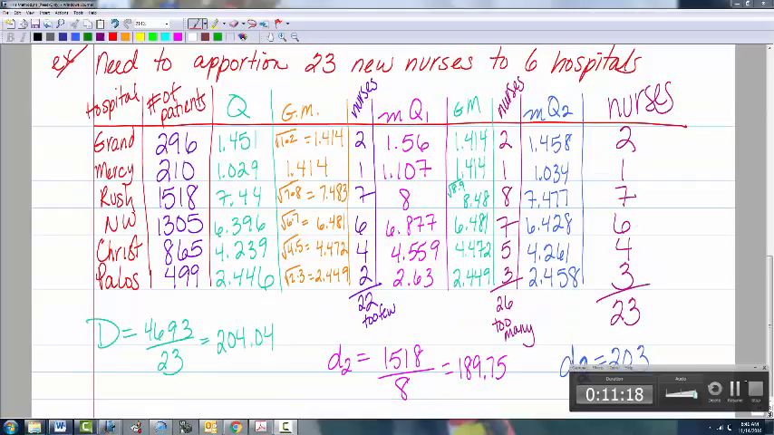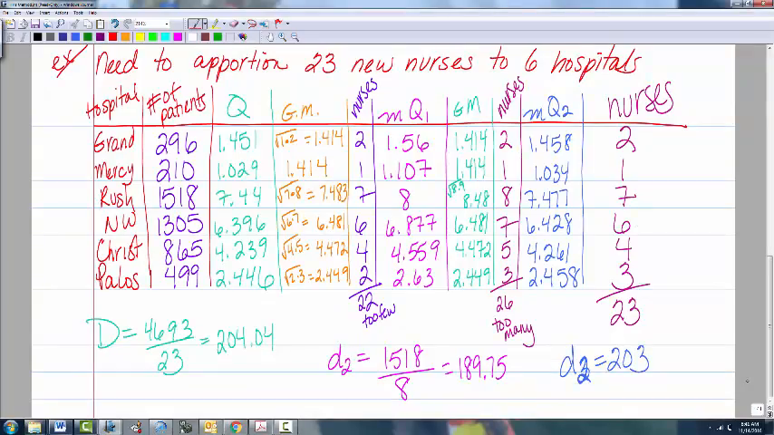Okay, so again, just to kind of circumvent what's happening in this list. You have 23 new nurses to 6 hospitals, and here are the, I guess, average population of patients or what they can actually hold. So step 1, sum them up. Add them up, and then divide by how many nurses you're going to apportion. And you get the standard divisor of 204.04.